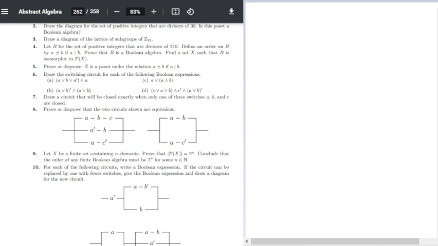Alright, prove or disprove. This is false on its own. Draw the switching circuit.